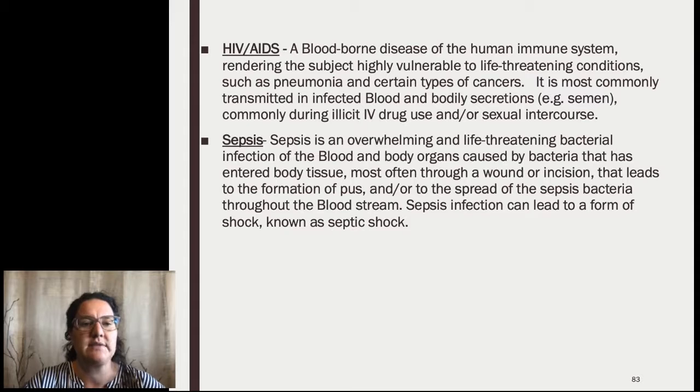HIV/AIDS is a blood-borne disease of the human immune system. AIDS stands for acquired immunodeficiency syndrome. This renders people highly vulnerable to life-threatening conditions like pneumonia and different types of cancers. It's most commonly transmitted in infected blood and bodily secretions. In Canada, most of the transmissions are through intravenous drug use, but unprotected sexual intercourse also can be a risk for HIV/AIDS.